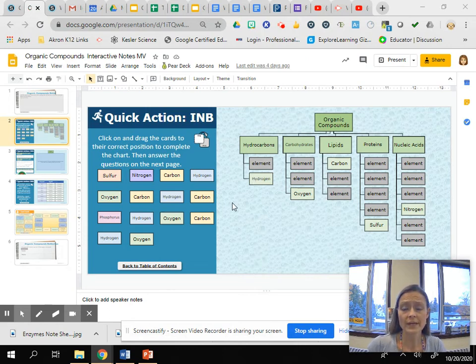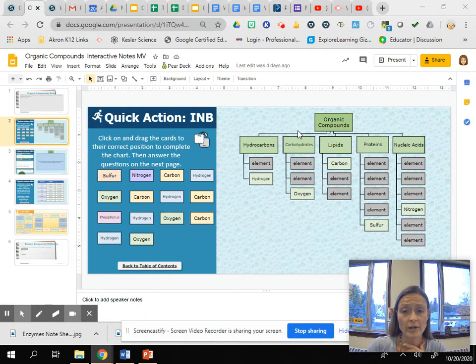So the first one here, hydrocarbons, we didn't really talk about those a lot. Hydrocarbons are usually formed from dead plant material after it's been decaying for a really long time. So it ends up becoming oil and petroleum and stuff like that. And if you think about the name hydrocarbon, think about the elements that it has in it. So you're going to grab that element from our list here and put that in the element box.